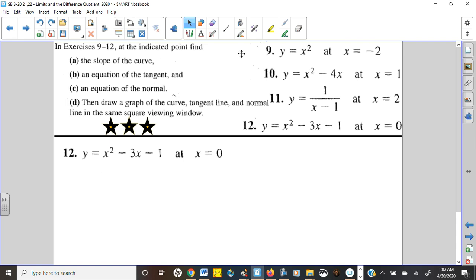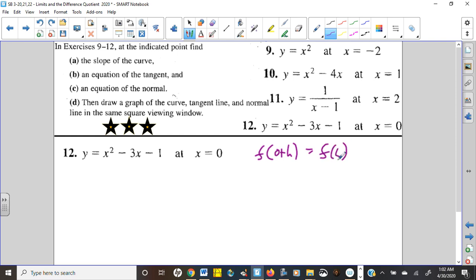So if I do f of 0 plus h, that's really just f of h, which means I'm just plugging h into my function. So that's going to be h squared minus 3h minus 1. See, much easier. What is f of 0? Well, that's just going to be 0 squared minus 3 times 0 minus 1, which is just -1, right? So we're ready to roll.